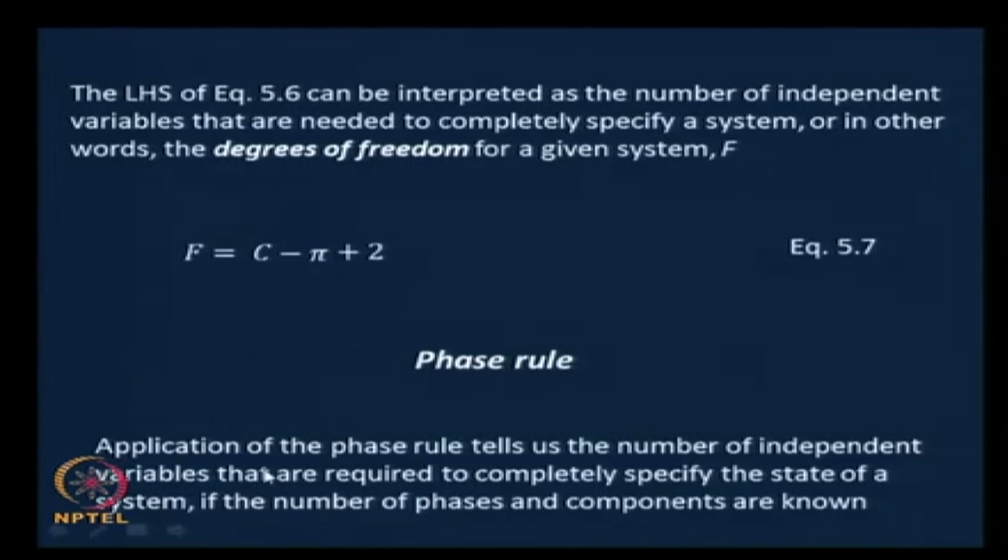This is worth repeating. Application of the phase rule tells us the number of independent variables that are required to completely specify the state of a system if the number of phases and components are known, pi phases and c components: f equals c minus pi plus 2. And again, this is valid when there are no reactions that take place in the system.